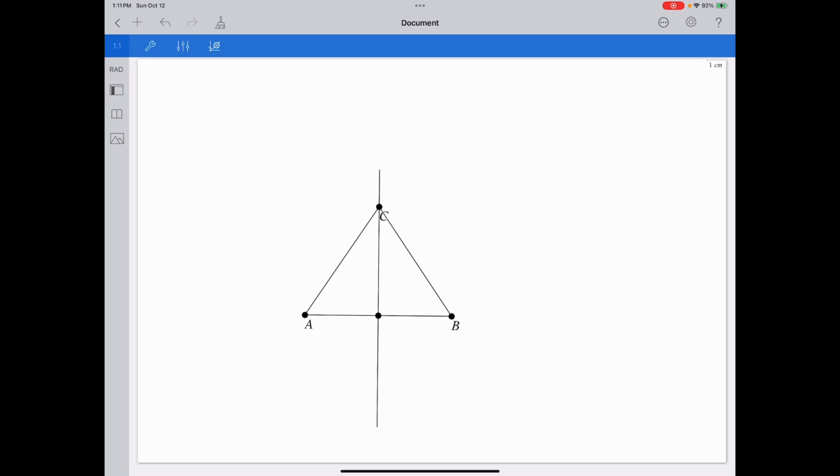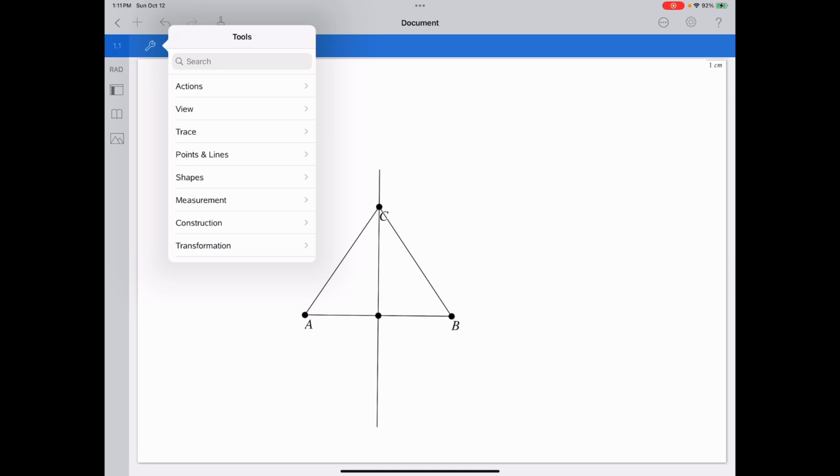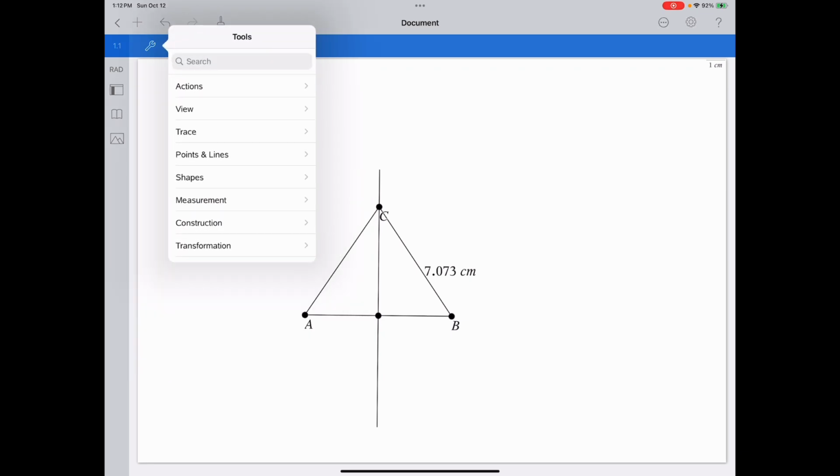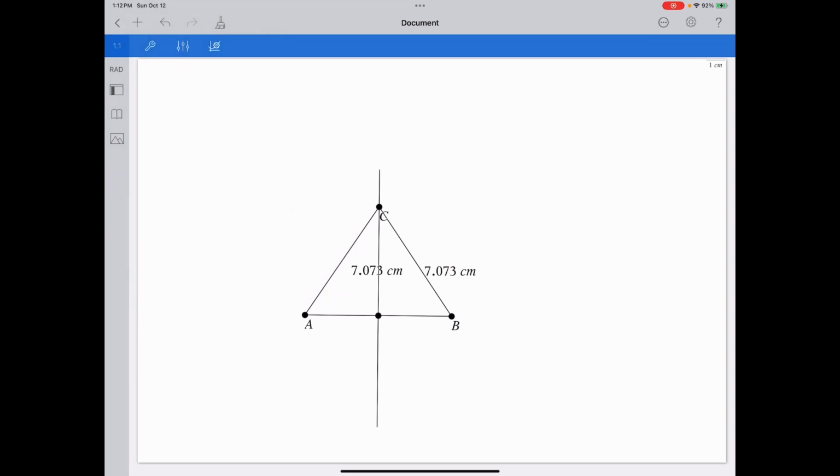And we're going to measure the length of the 2 legs of the triangle. They should be the same. So we're going to choose measurement and length, and we're going to click on one of those legs, 7.073 centimeters. Now we're going to do the same thing just to be sure the other leg is the same length. And we see that it is. I'm just going to grab the label here and move it to the outside.